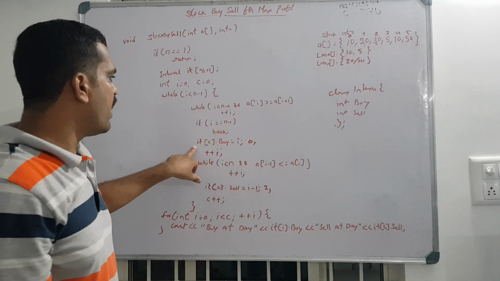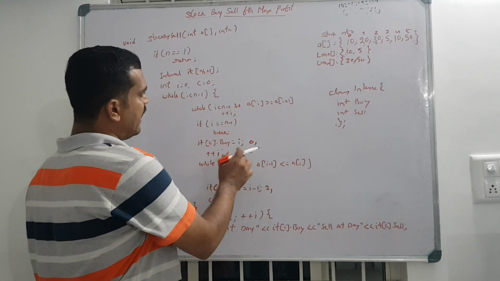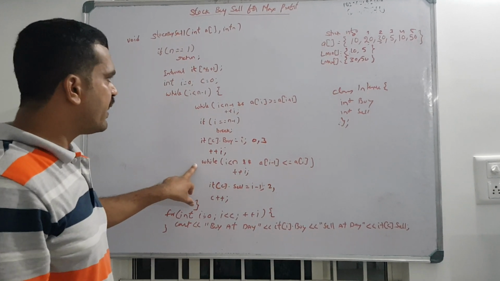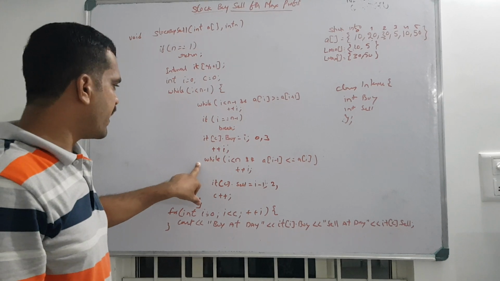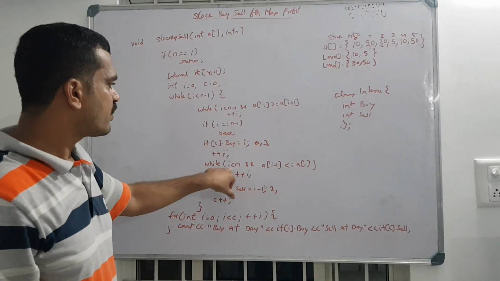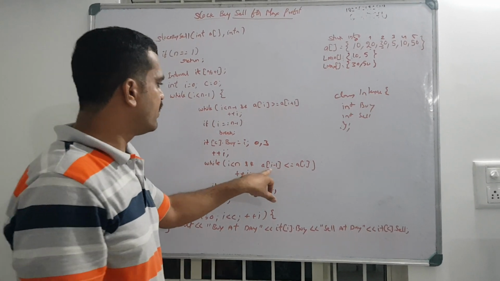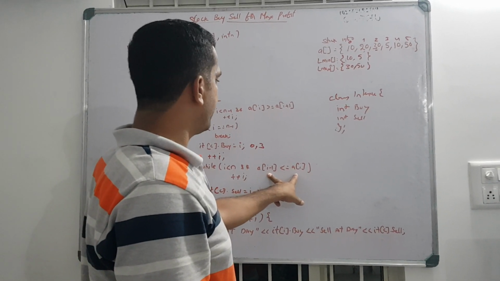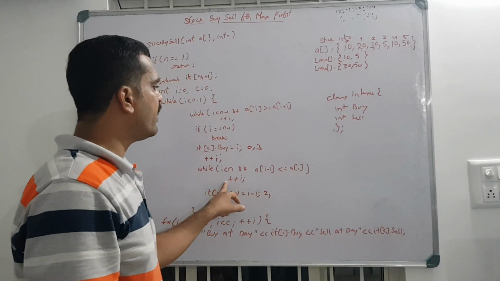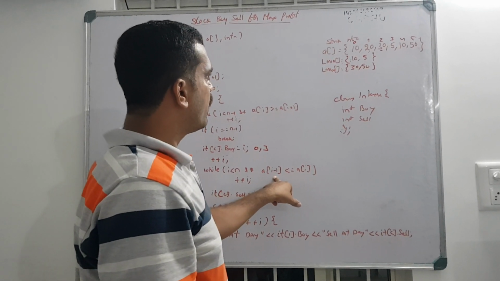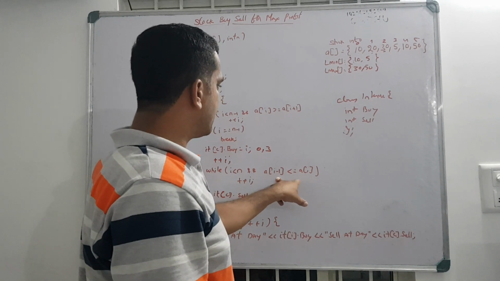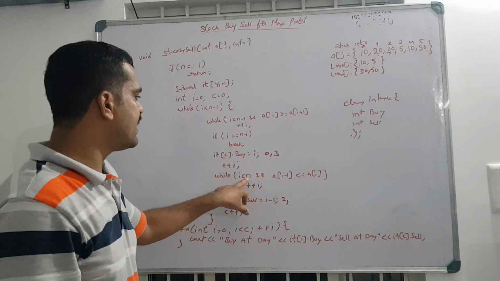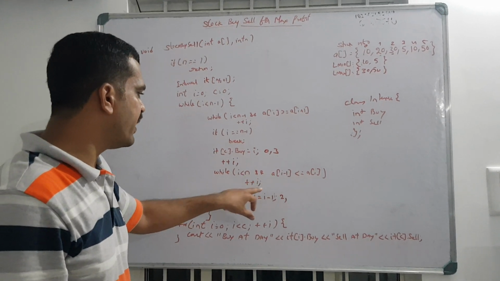Now you can buy the next shares at position or day 3. Now increment it. Now let's find the local maxima again. i is less than n. a of 3, that is 5, is less than or equal to 10. Yes. Increment it. Again a of 10 is less than or equal to a of 50. Yes. And now i is equal to n. That means we already reached the end of the array.